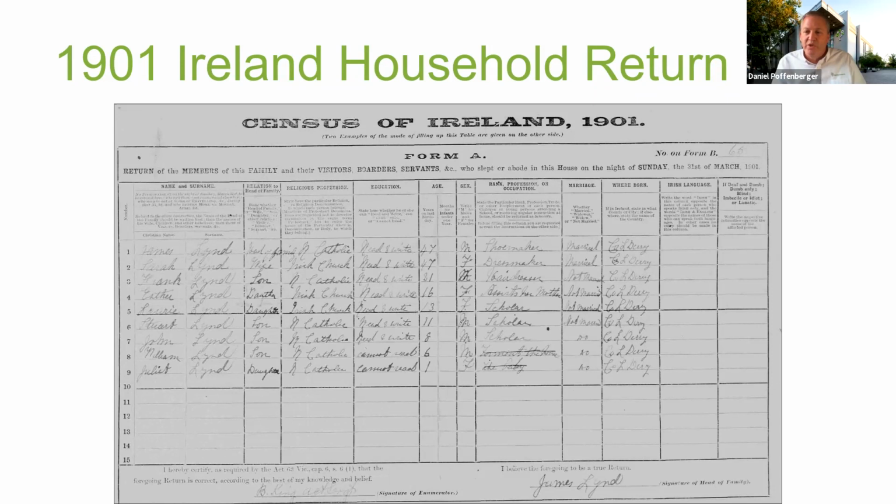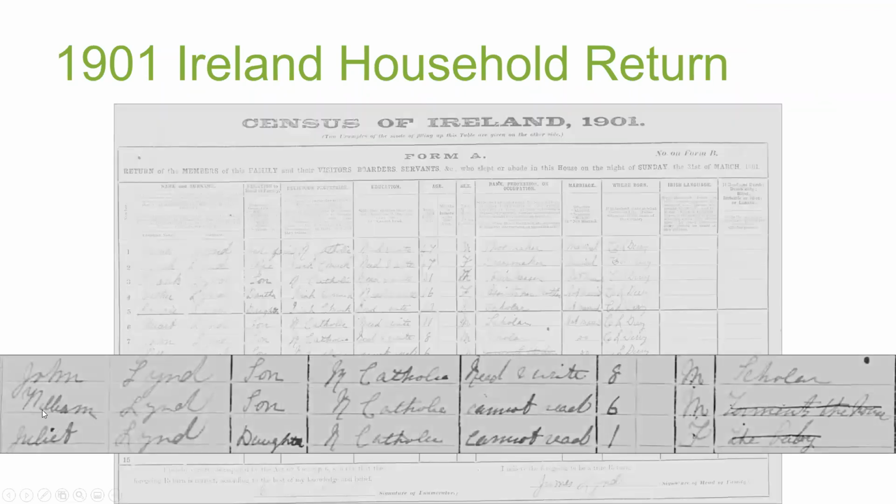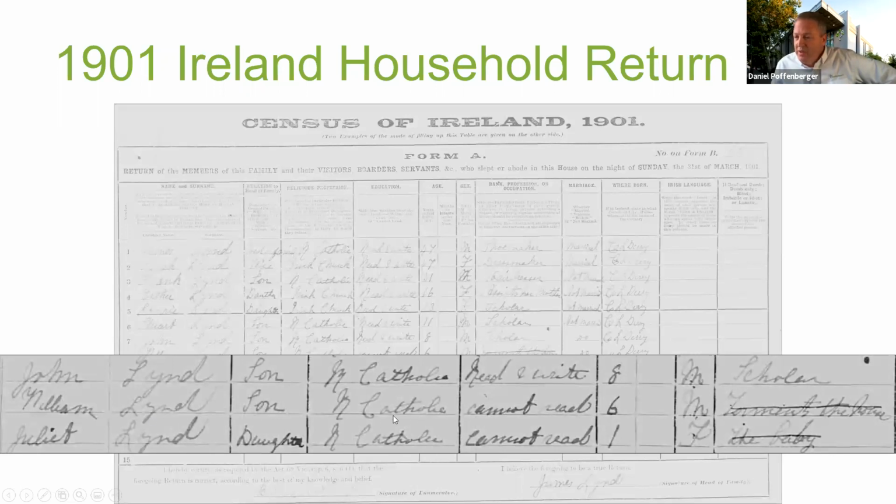And this is what a household return looks like. And one cool thing at the very bottom, this James Lynch signs the form. So you know it wasn't an enumerator. So if this were your ancestor, you would have his handwriting and what he had put down in the form. And in particular on this form, he indicated that his 6-year-old son, William Lynch, and they were Catholic, his occupation was scholar, for example. So you have a scholar above, the 8-year-old scholar, and you have the 1-year-old, the baby.